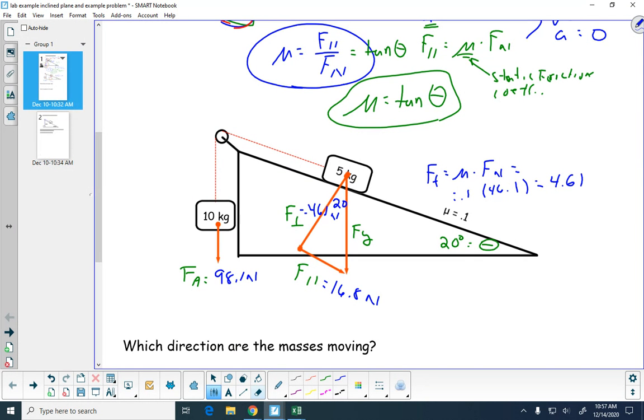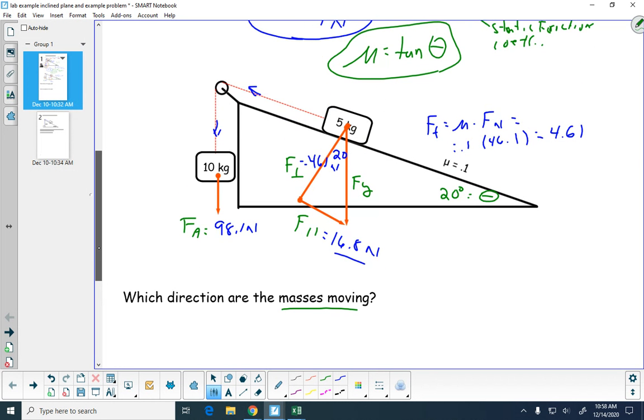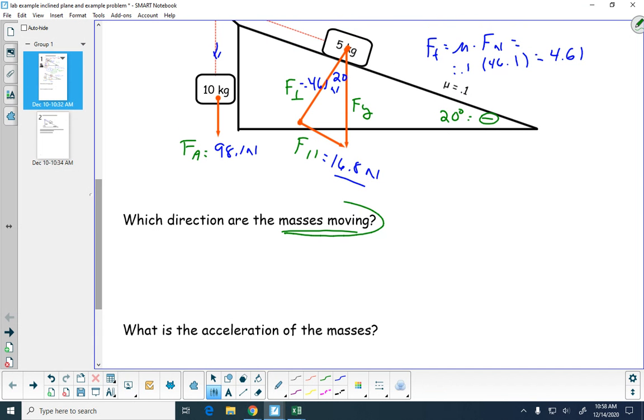But if we take a look, we have 98.1 newtons that's pulling downwards, which is being pulled up through the rope in the pulley system here. We have force parallel, which is 16.8 newtons going downwards. So, okay, make the decision which direction the masses are moving. Once you make that decision, then you can determine which way the friction is going. Is it going down the plane or up the plane? Because friction, once again, is the resistance to movement.